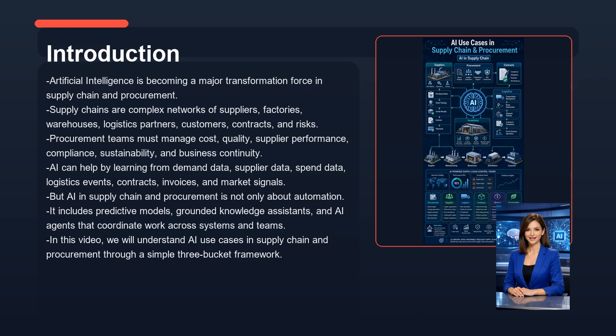But AI in supply chain and procurement is not only about automation. It includes predictive models, grounded knowledge assistants, and AI agents that coordinate work across systems and teams. In this video, we will understand AI use cases in supply chain and procurement through a simple 3-bucket framework.